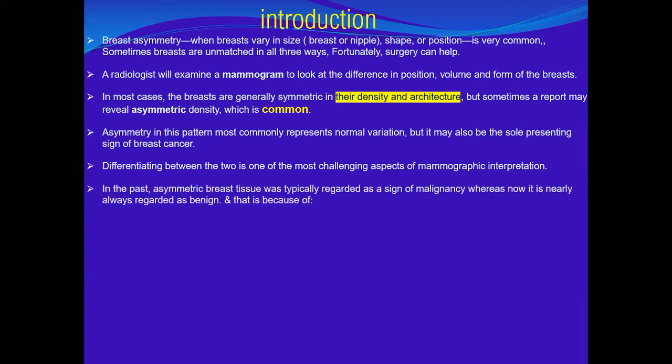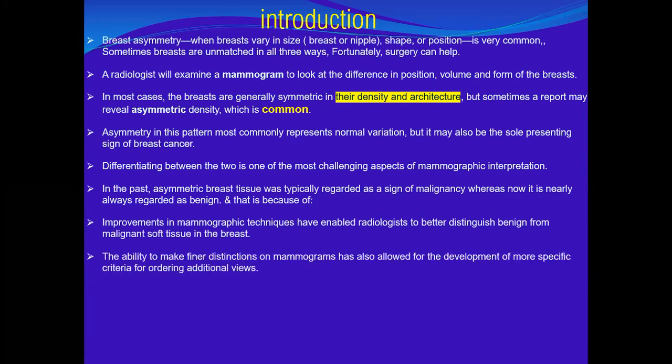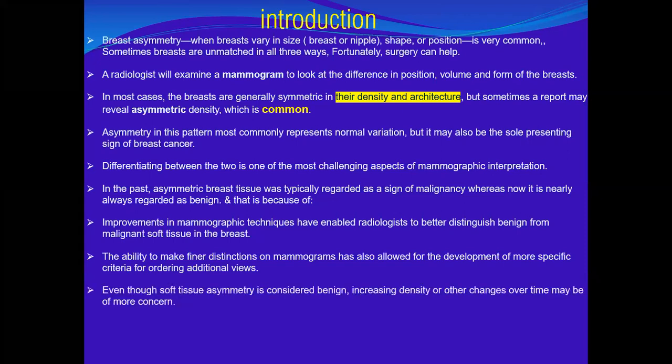In the past, asymmetry was typically regarded as a sign of malignancy, whereas now it is nearly always regarded as benign. That is because improvements in mammographic techniques have enabled radiologists to better distinguish benign from malignant breast tissue. And the ability to make further fine distinctions on mammogram has also allowed the development of more specific criteria for ordering additional views. Even though soft tissue asymmetry is considered benign, increasing density or other change over time might be of more concern, and malignant asymmetry is often subtle and can appear identical to normal fibroglandular tissue.